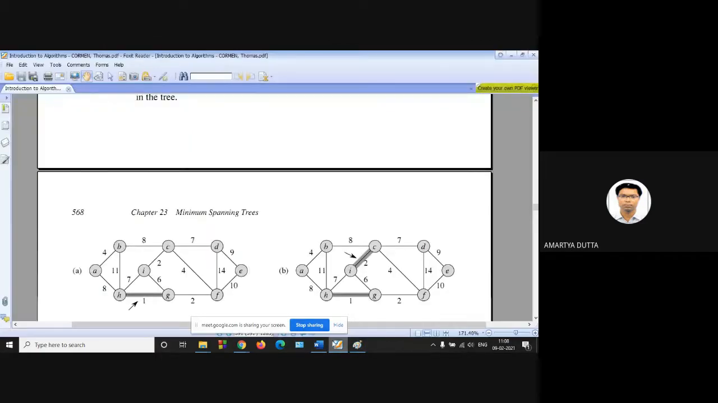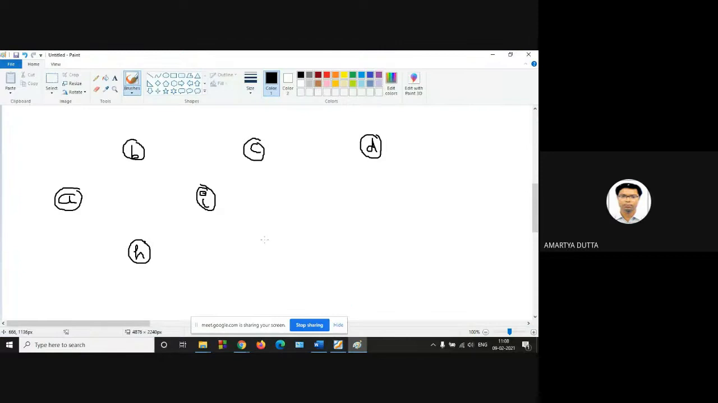This is I, G. This is G, F. This is your F, and the last one is E. So now we have to connect from A to B, from A to H.